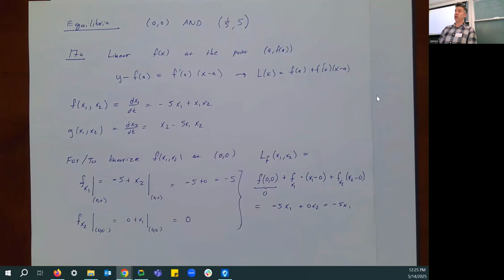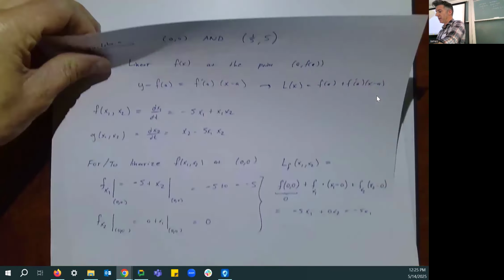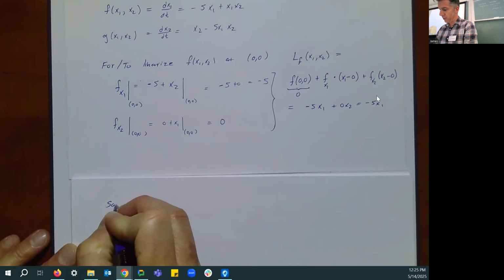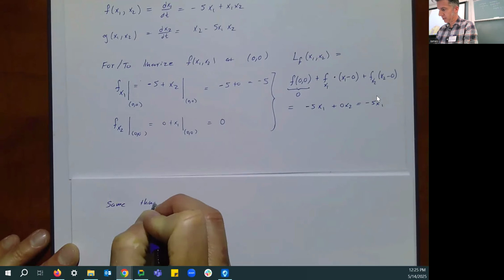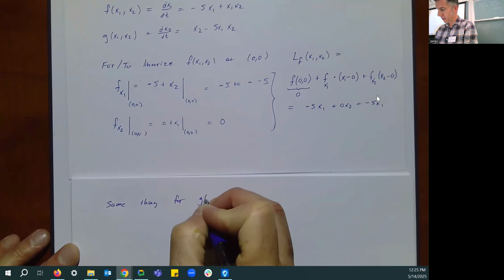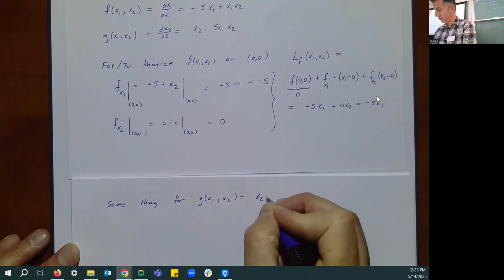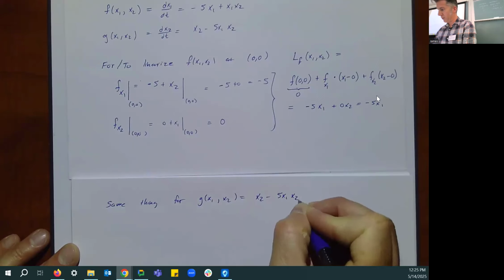Now we're going to do it again for g. Don't worry, this process gets simpler. So we're going to do it for g, and then we're going to make it look much nicer. So now we're going to do the same thing for g. G of x1, x2 is equal to x2 minus 5x1x2.